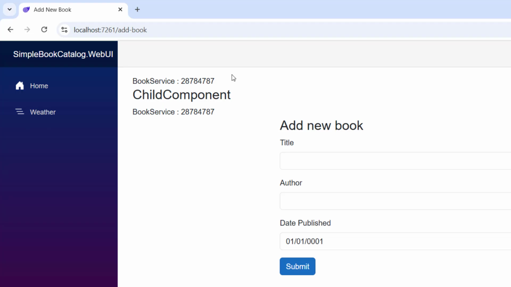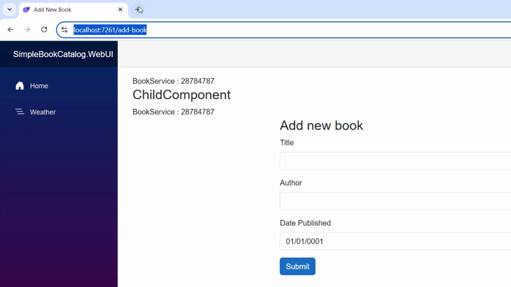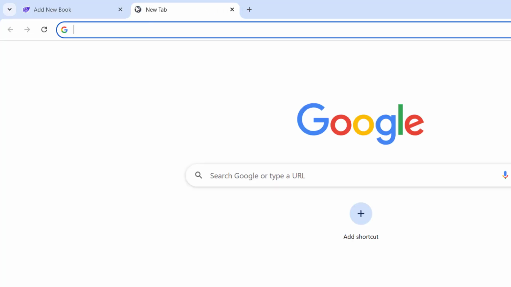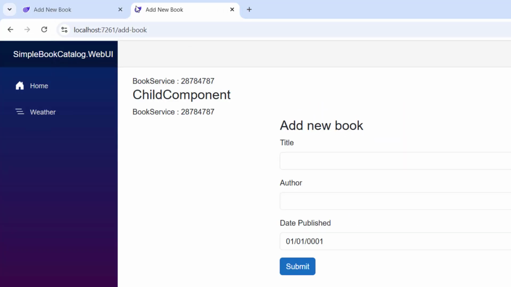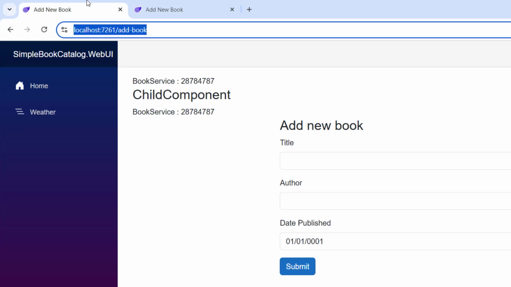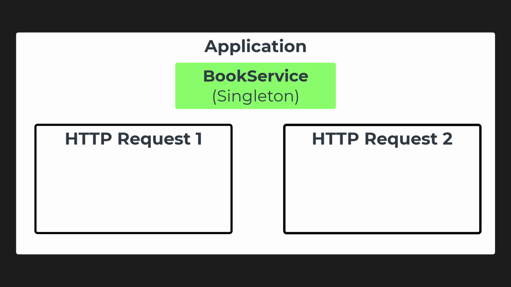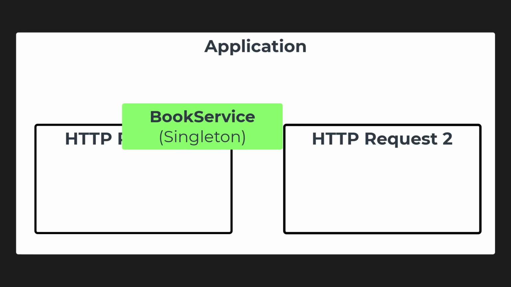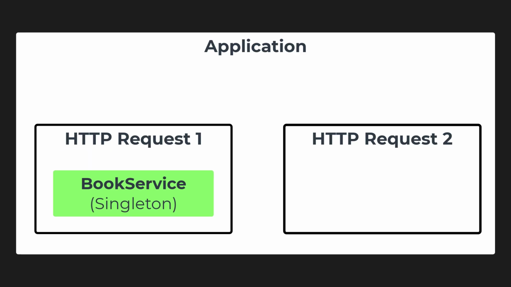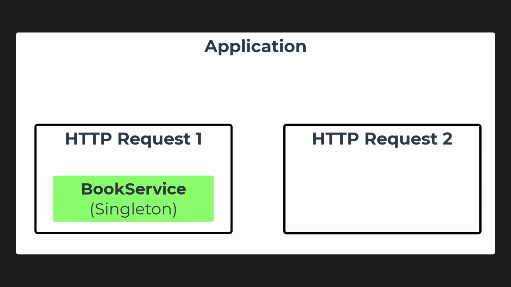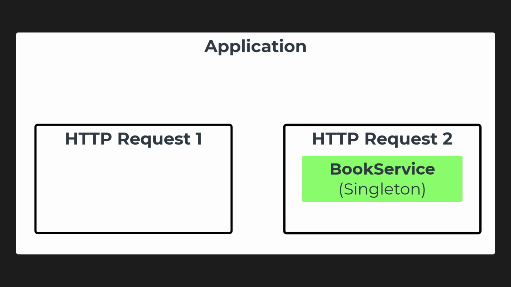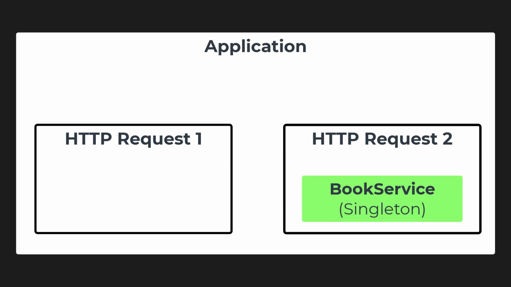Let's make a new request by copying the URL, opening a new tab, and then pasting the URL and hitting enter. We get the same hash code in both the parent and child components. That is exactly the same as the previous request. So this means that for the entire application, a single instance of BookService is created and reused whenever we specify a dependency of type BookService, and that instance is reused across all HTTP requests as well.